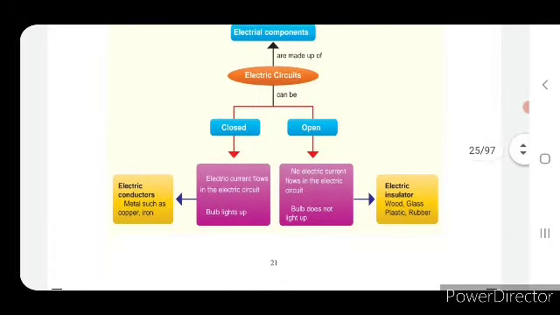An electrical circuit can be closed or open. If the circuit is closed, electric current flows in the circuit and the bulb lights up. If the circuit is open, no electric current flows and the bulb does not light up. Examples of electric conductors are metals such as copper and iron. Electric insulators are wood, glass, plastic and rubber. Clear, children?